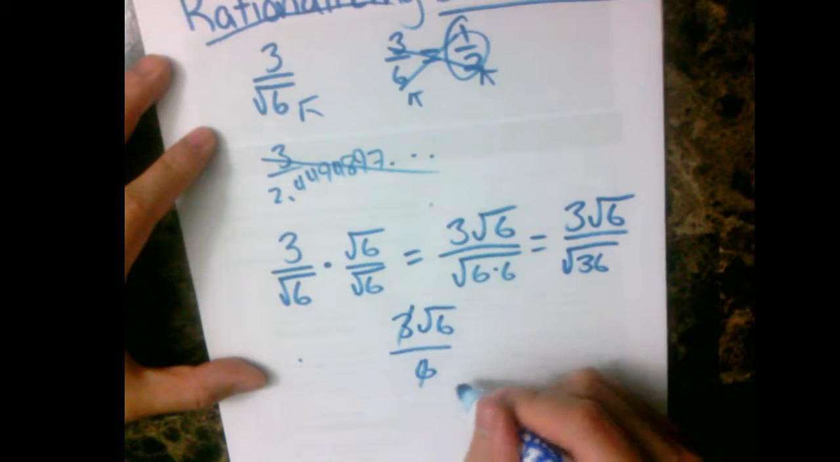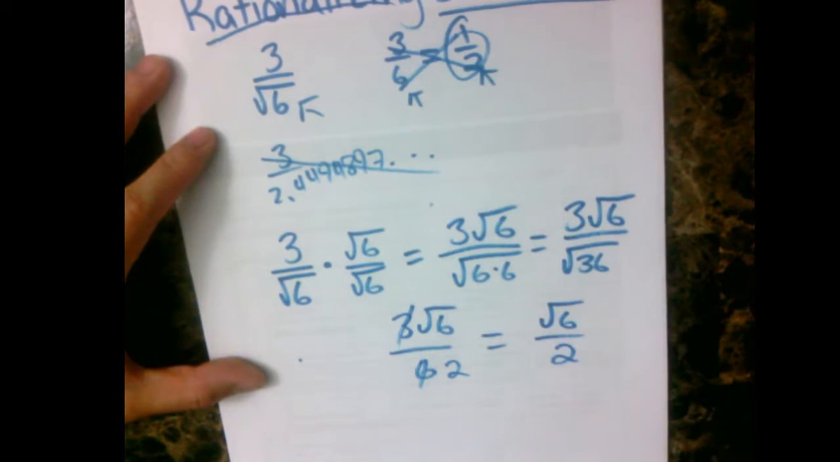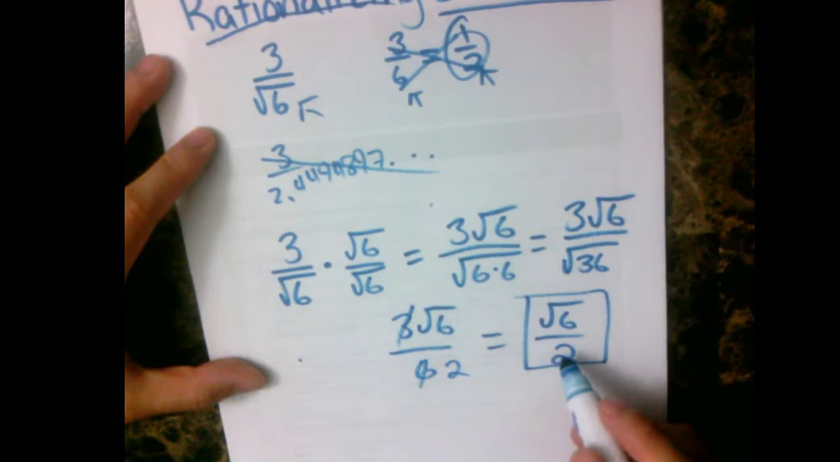And then 3 and 6 can cancel. You'll end up with a 2 at the bottom. So you get root 6 over 2. So that would be your final answer here. And this would be considered done.